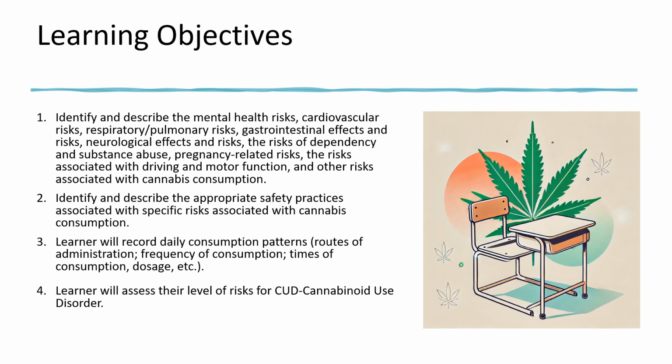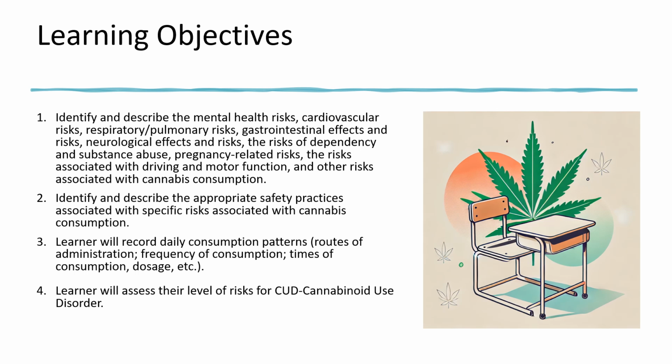Learning objectives. Number 1, identify and describe the mental health risk, cardiovascular risk, respiratory or pulmonary risk, gastrointestinal effects and risk, neurological effects and risk, the risk of dependency and substance abuse, pregnancy-related risk, the risk associated with driving and motor function, and all other risks associated with cannabis consumption.